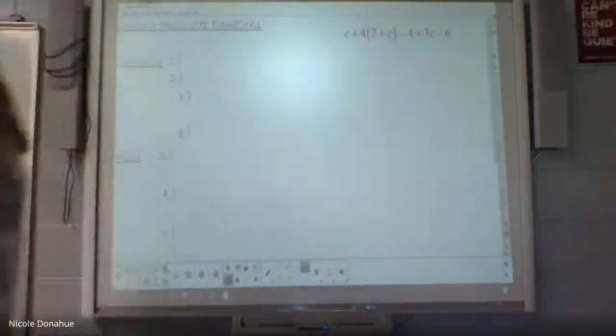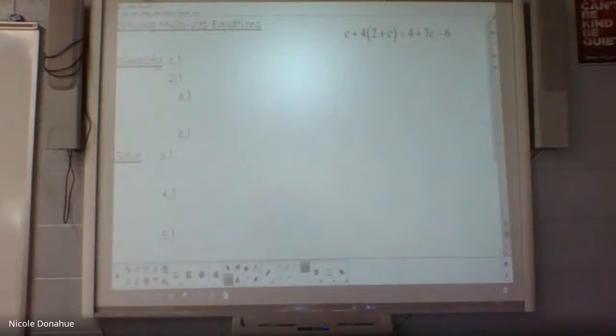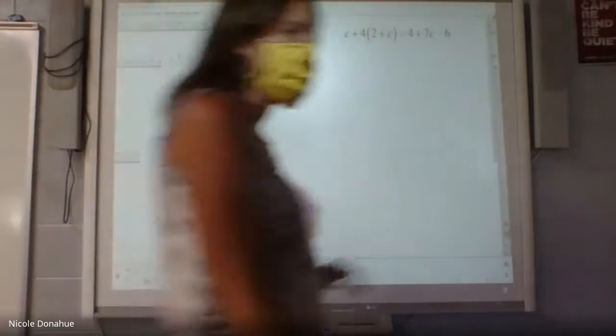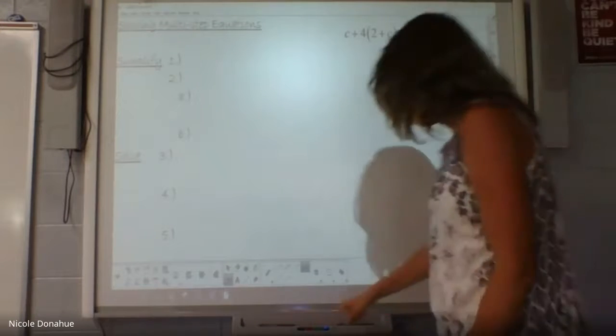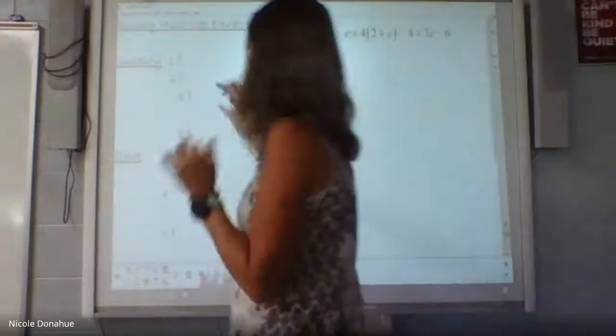This is considered a multi-step equation. Obviously not every equation will be this big, but I figured we'd start with the most difficult. What would you guys want to do first in this example? Distribute. Just like we talked about last class, we distribute before we combine like terms. So that's what we're going to do first, the distributive property.